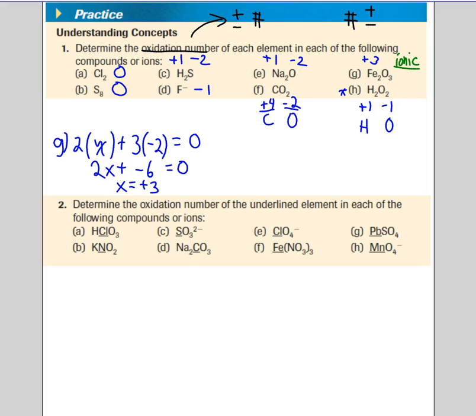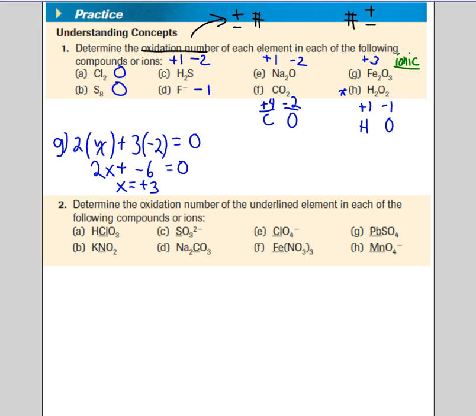In number 2, here we only have 1 element that we're trying to isolate, and the thing to note is that for some of these there are polyatomics. So for C and E and H, the polyatomic ion charge needs to be used. The way I would look at solving these is to look at the elements that we know oxidation numbers for, start with that, and if it's a compound, the total oxidation number must be 0. If it's a polyatomic ion, the total oxidation numbers must be equal to the ion charge.